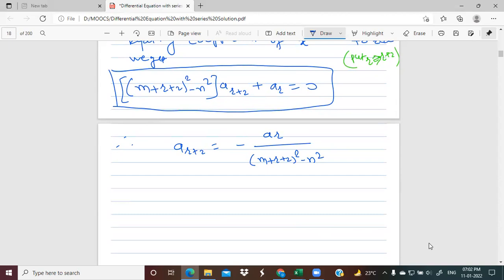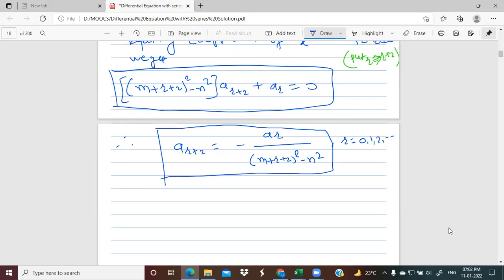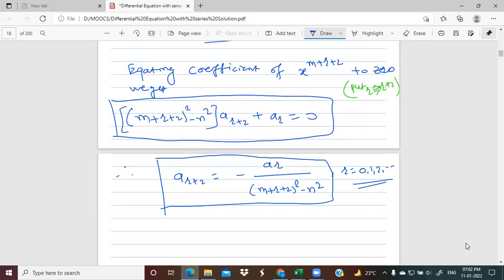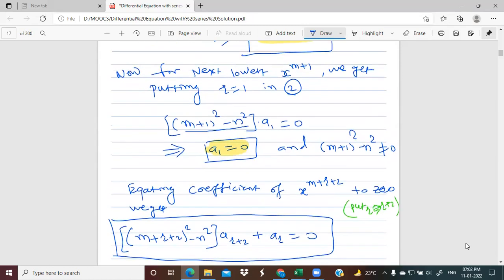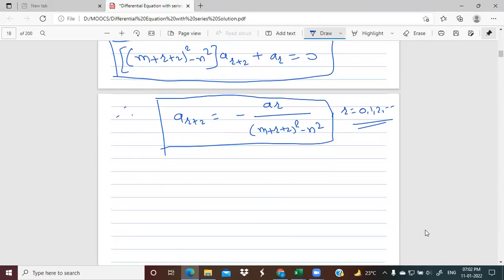Now, if I put R is equal to 0, 1, 2, and so on, this is true. R is equal to 0 as well. I will say that this is the recurrence relation, valid for all R. Now I will put these values, but here A1 is 0. We are getting this equation when comparing by the lowest term.